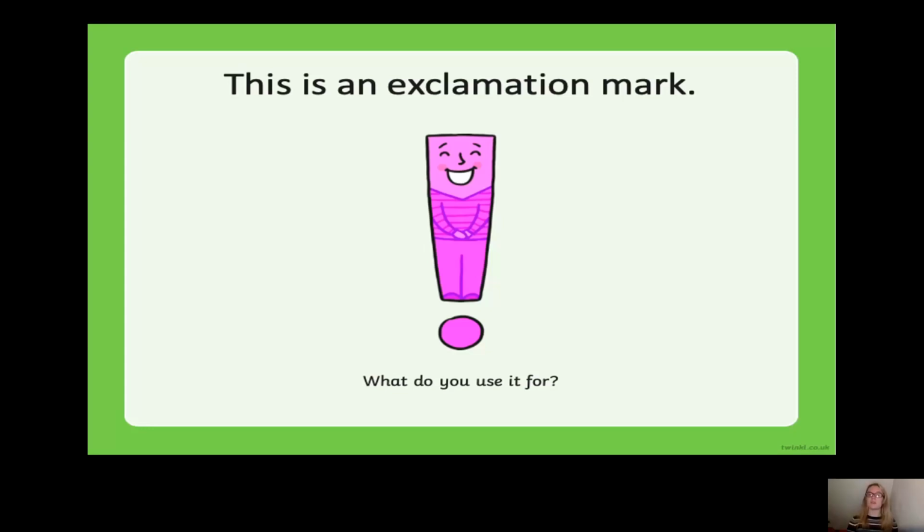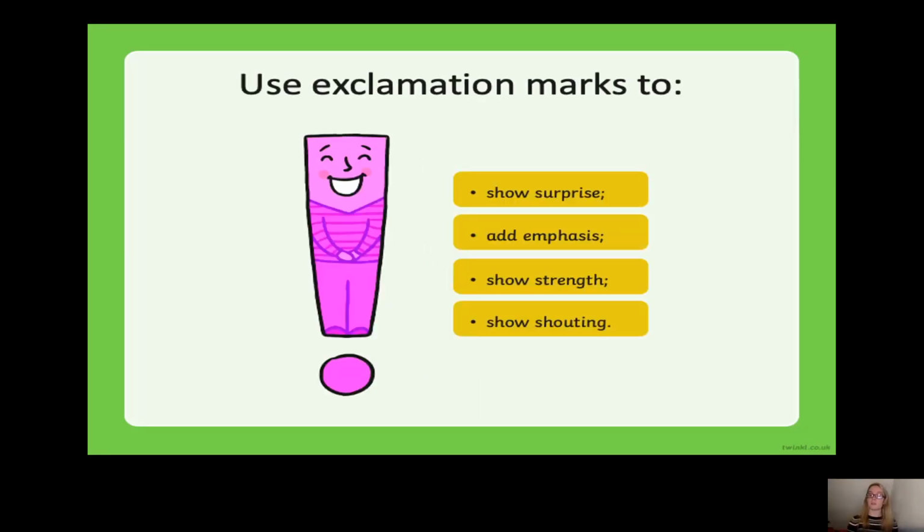So what do you think we use an exclamation mark for? Can you pause the video and have a think? Okay, Year 2, let's have a look. There are lots of different reasons why we use exclamation marks. The first one is to show surprise. So if you're surprised about something when you're writing a sentence, you can put an exclamation mark at the end. You can also use exclamation marks to add emphasis and show strength. So I've got some examples of this.